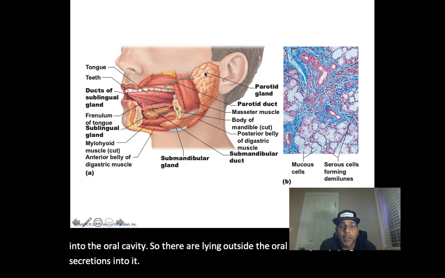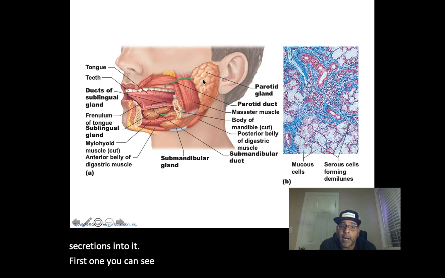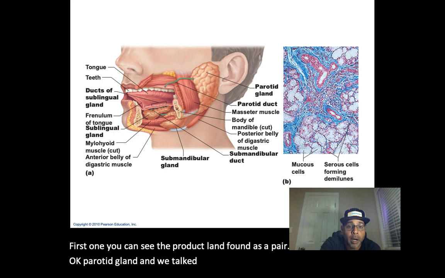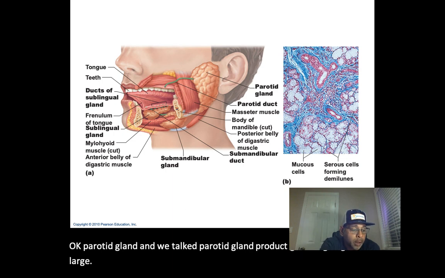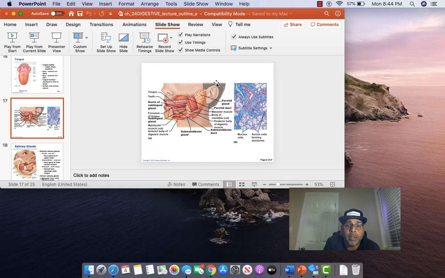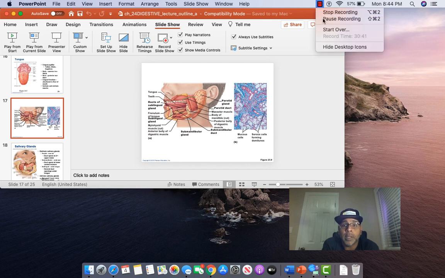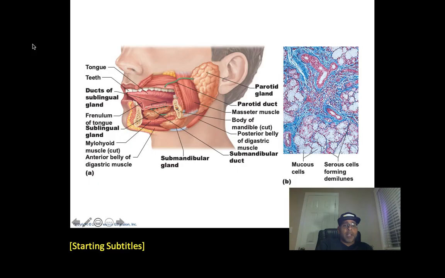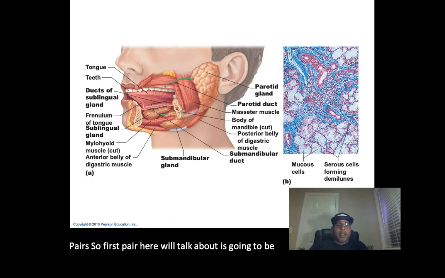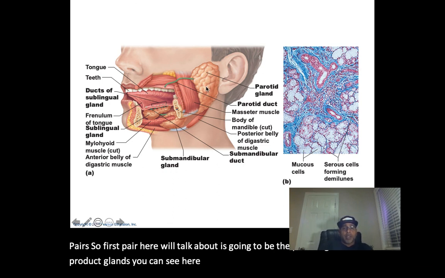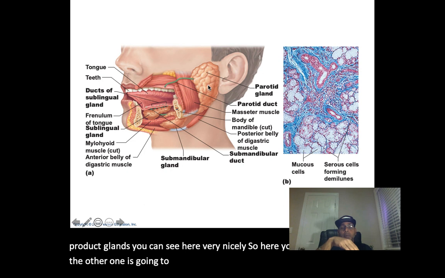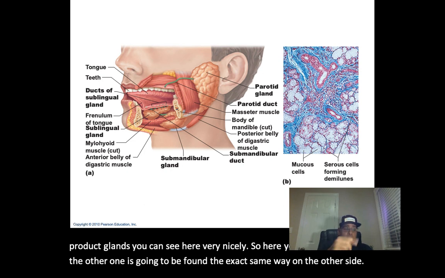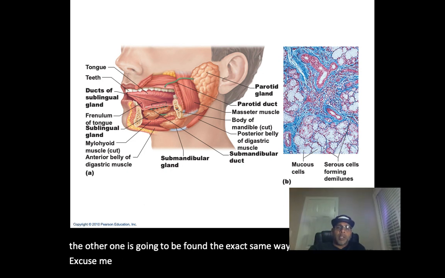First one, you can see the parotid gland, found as a pair. These extrinsic salivary glands are found as pairs. So the first pair we'll talk about is the parotid glands. You can see one here, and the other one is found the exact same way on the other side, just anterior to the ear.